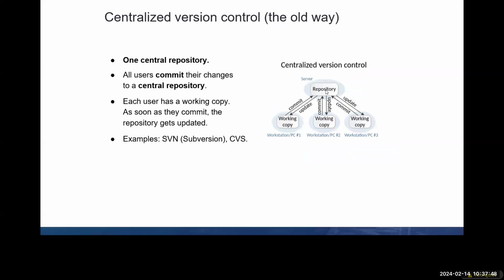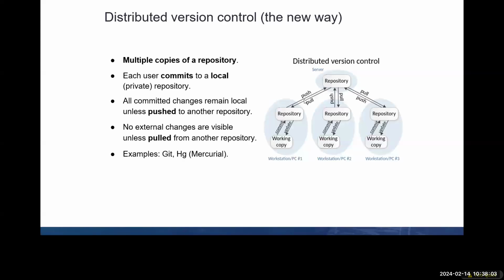Earlier, in the previous version, we have the server repository and the working copy. We commit to the shared repository between all users, and we update everything from there. Now, in this new version, the distributed version, we have the server repository, but with every working copy area, we have a local repository.